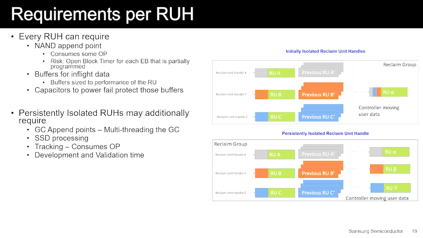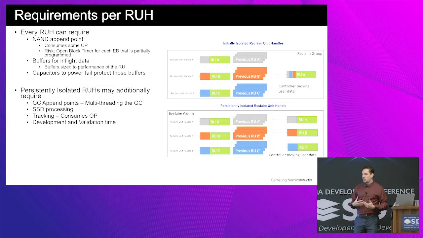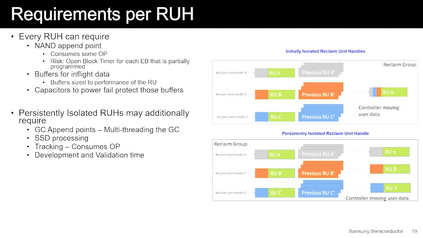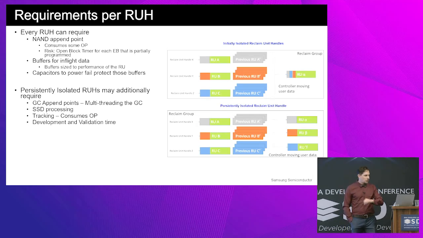There can be an increased number of garbage collection append points. And I like to describe this for a host person as that you've kind of forced a drive to have kind of multi-threaded garbage collection happening there. That's a reasonable analogy, that we need to make ourselves multi-thread our garbage collection. So that also means that there's increased SSD processing and tracking to consume, which will consume OP. With persistently isolated, we need to garbage collect and keep the similar data grouped within the same RUH. And of course, it's going to increase the development and validation time as you have those parameters increase.